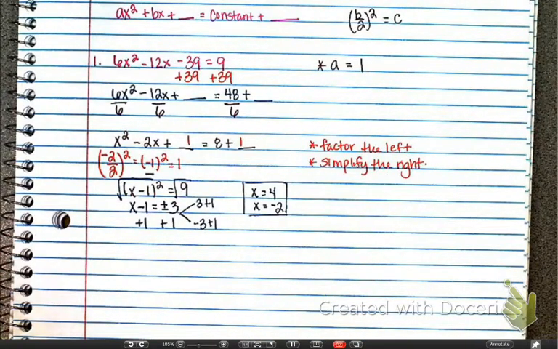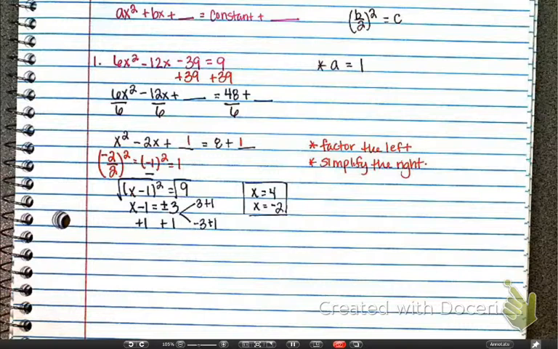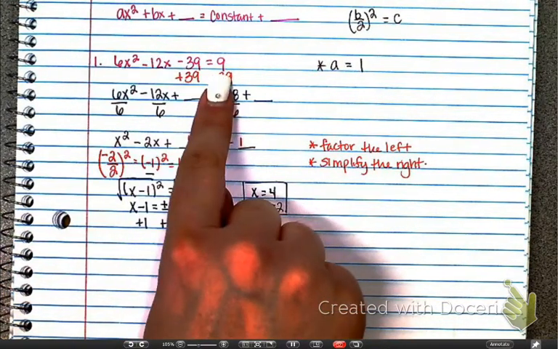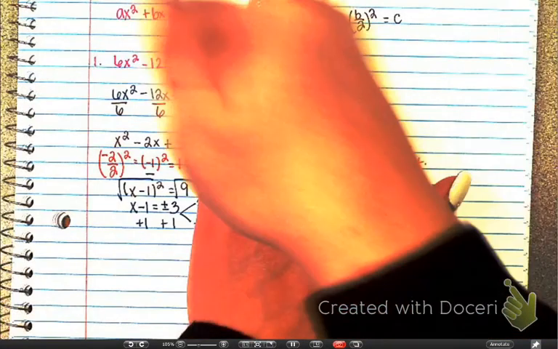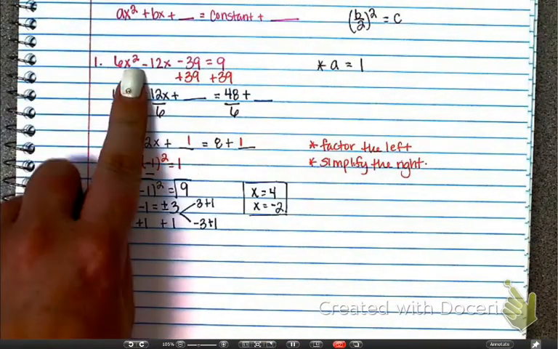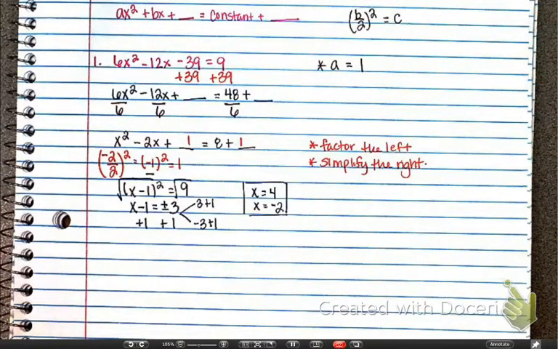Does anyone know how they can check their work? We haven't really talked about it in this unit, but how would you check your work to make sure those are the right answers? Plug it in. If you plug it into this original equation, so really you're plugging it into the left-hand side, for instance. So if you plug in 4, when you plug it in and simplify, it should equal 9. If it doesn't equal 9, you did it wrong. Okay, so plug things back in.